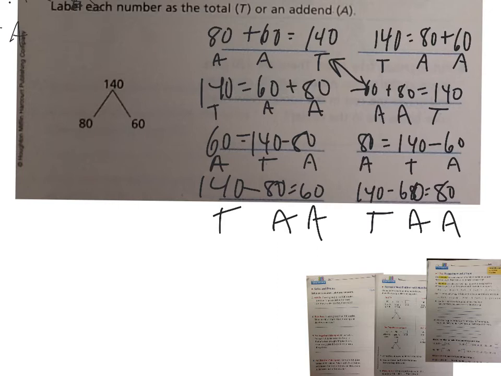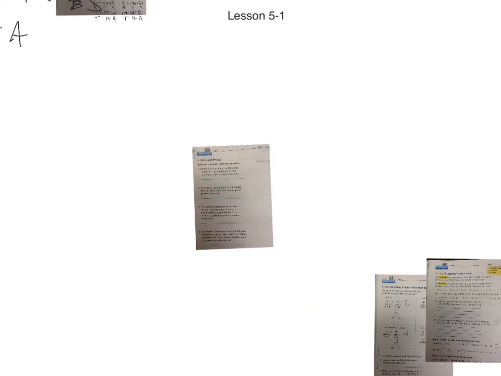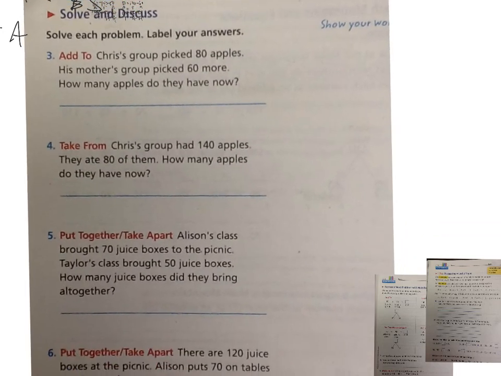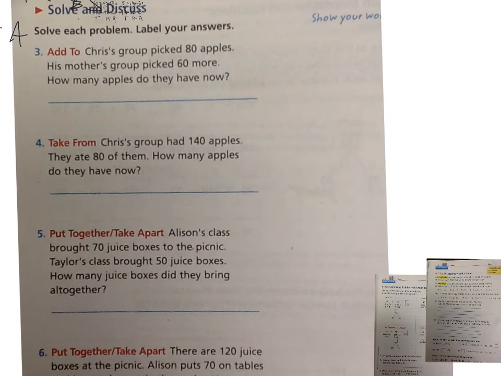So, let's get done with this page. Push it aside. Let's go to your next page. Okay, now here you're going to figure out what they're asking. The first one, number 3, says add to. It says Chris's group picked 80 apples. His mother's group picked 60 more. How many do they have now?